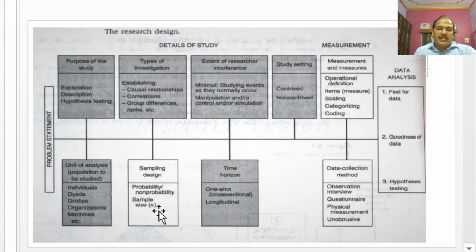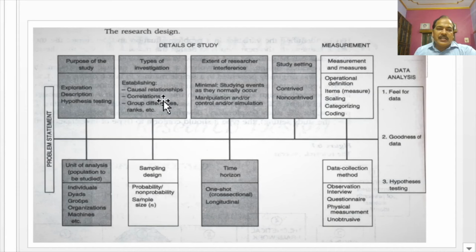Another very important part is the sampling design, because what type of sample we are going to include in our study matters. Many times we have a lot of control over the selection of the sample, but many times the type of behavior or type of study does not allow us to have control over the selection of the sample.